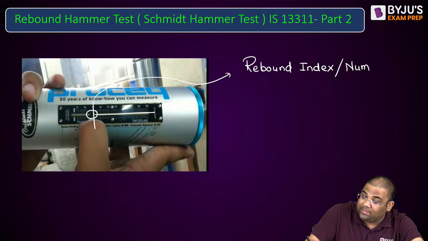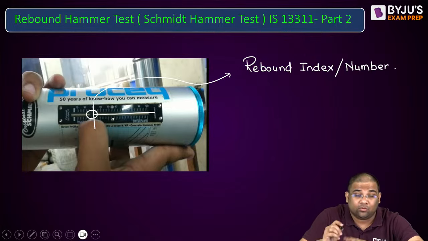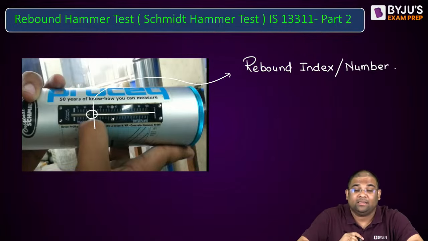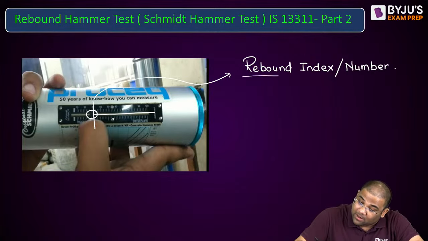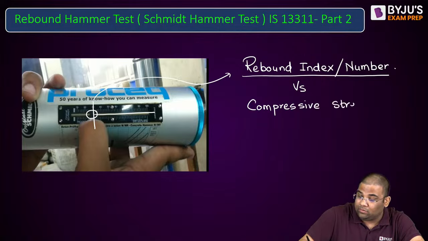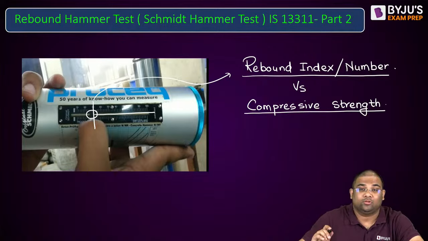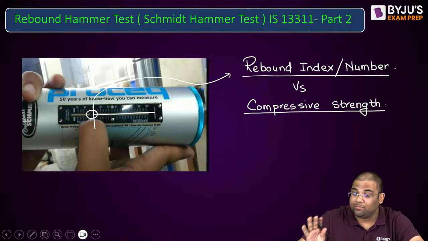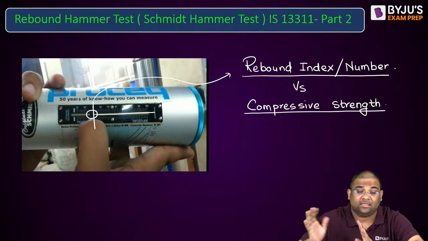Now how it is correlated, that is not given in the code in a simple way; they have told many complicated things. Other codes also give a direct relationship between what? Rebound index number and the compressive strength. But since the IS code has not given it, we will not discuss that. If you Google search it, you might get some table, but those tables are from different codes or some books. They're not from the IS code. So the IS code has not mentioned anything about this. They have given a complicated method to correlate, where a lot of statistics is involved. So we'll not go into the correlation, but yes.